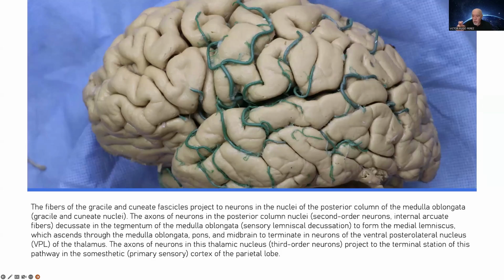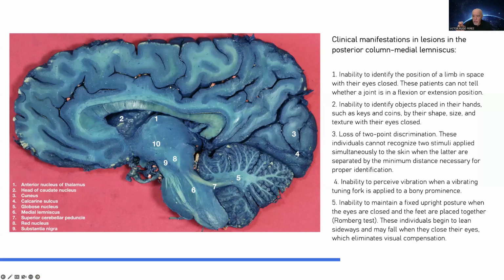Loss of two-point discrimination. These individuals cannot recognize two stimuli applied simultaneously to the skin when the latter are separated by the minimum distance necessary for proper identification. Inability to perceive vibration when a vibrating tuning fork is applied to a bony prominence.